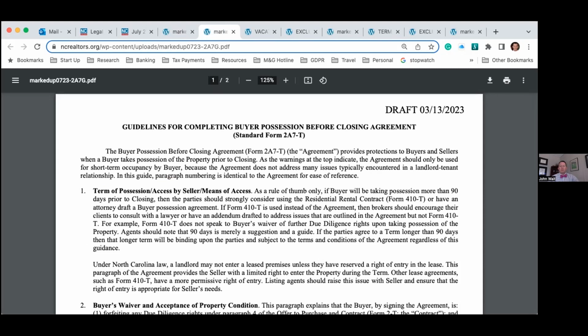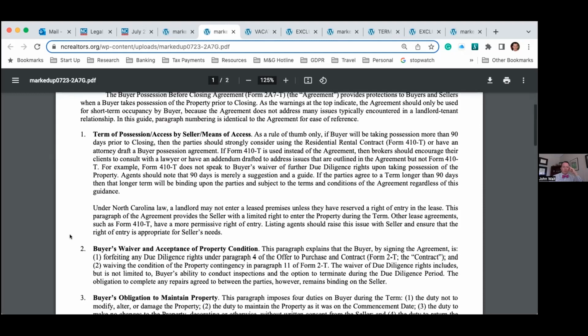So there's 2 new forms that I helped the Forms Committee draft this year. One, they're new guidelines. It's guidelines for the buyer possession and seller possession forms. And I really tried to write these in a way where I wasn't regurgitating a lot of the same information from the form to the guidelines. The guidelines are really to provide clarity. Number 1, like right here, it's a pretty common question with these forms. Well, how do I know, depending on how many days the buyer or seller is going to be in there, that I don't need an actual lease instead of using this form? Number 1 talks about that.